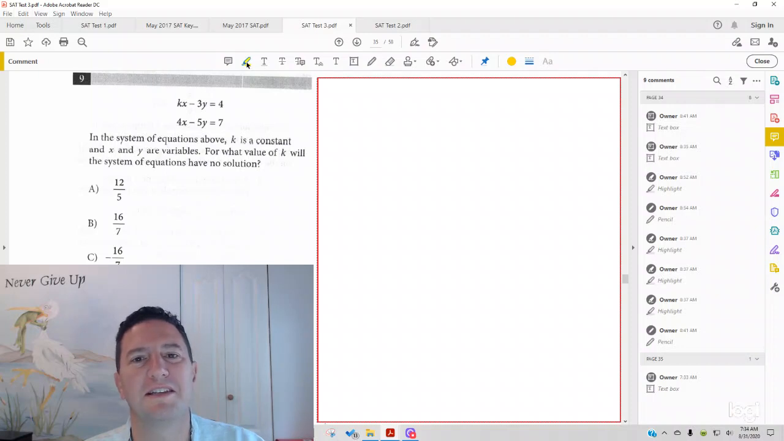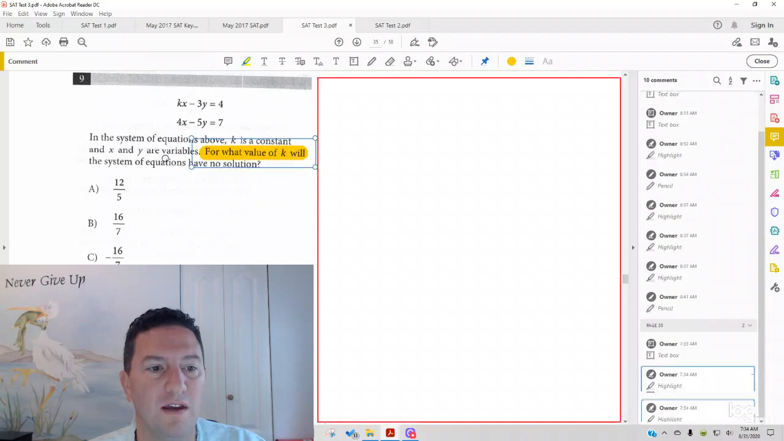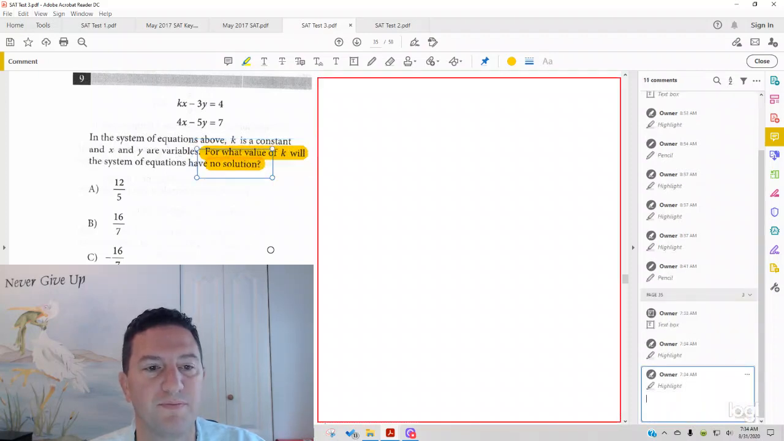Today we're going to look at Test 3, Section 3, Number 9, which reads, in the system of equations above, k is a constant and x and y are variables. For what value of k will the system of equations have no solution?